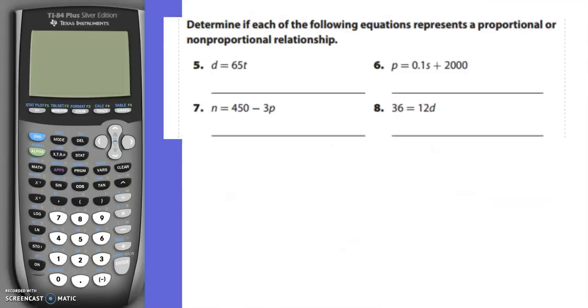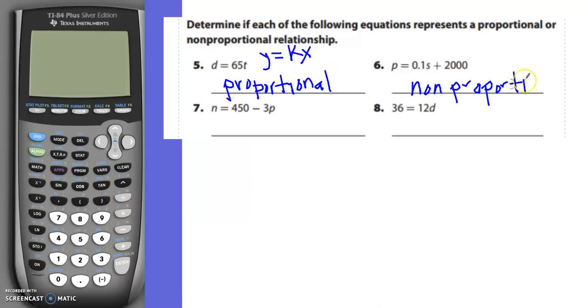Okay, number 5. Determine if each of the following equations represents a proportional or non-proportional relationship. This is a multiplicative relationship. There's no additive involved. It is proportional. The reason why, it's in the format of y equals kx, just a multiplicative relationship. This is non-proportional. It's in the format of y equals mx plus b.